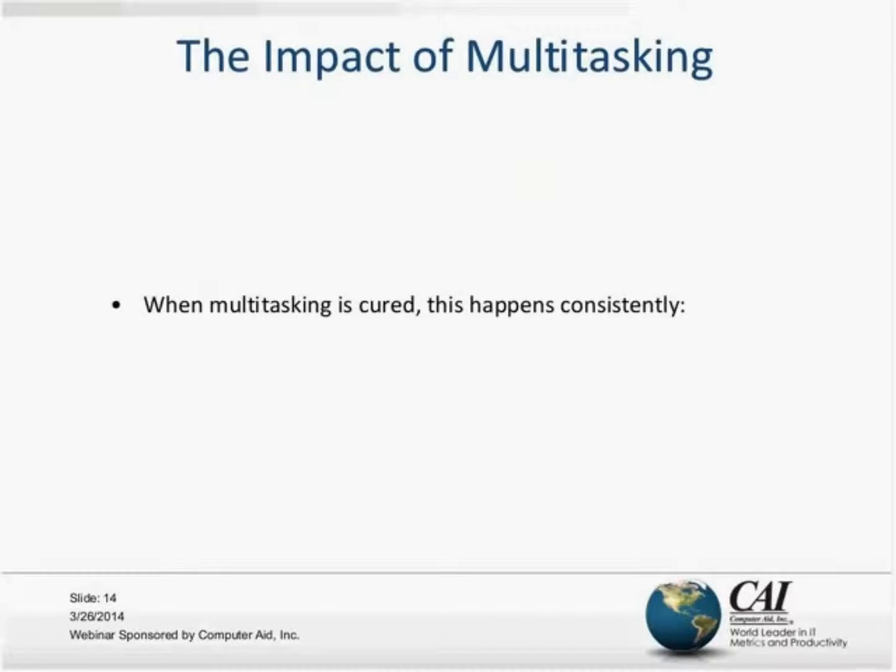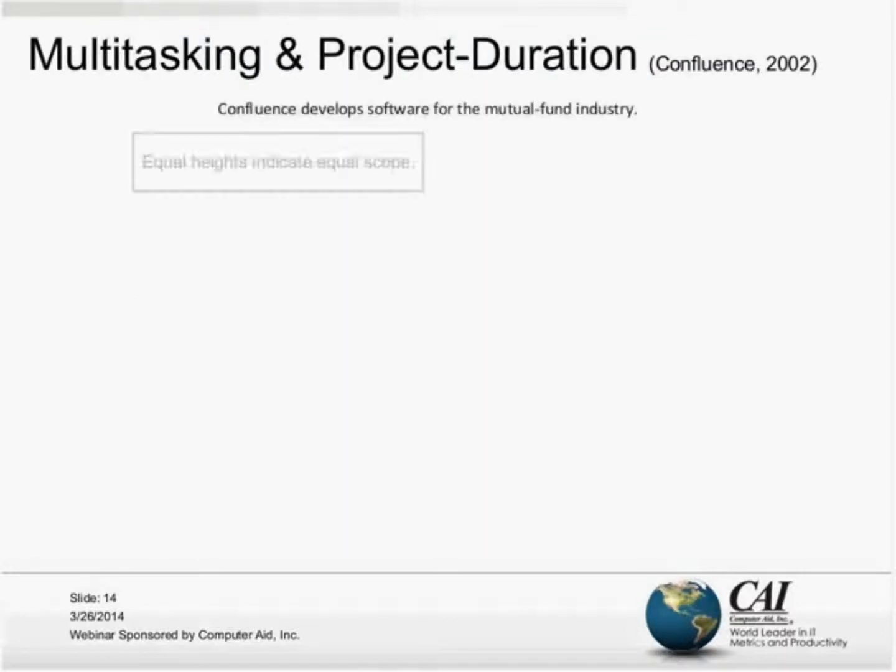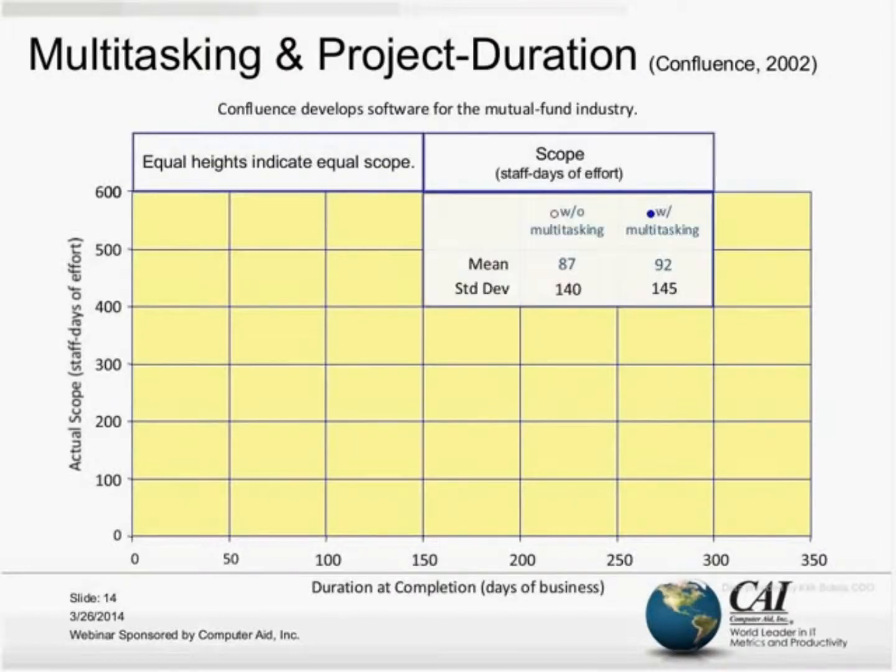So the impact of multitasking is pretty devastating when we measure it, and we have measured this in the organizations that we've worked with. When multitasking occurred, this is what consistently happens. This is a slide, a case study from a software company, Confluence, that we worked on.